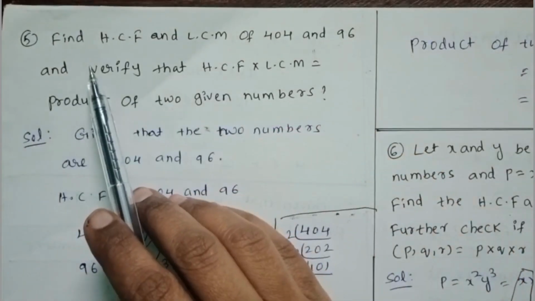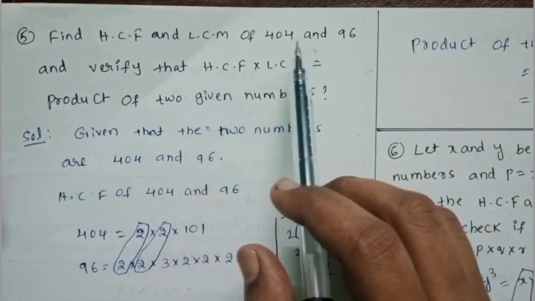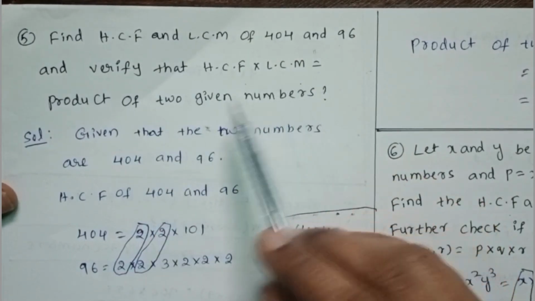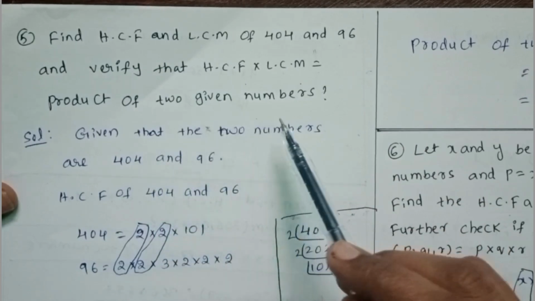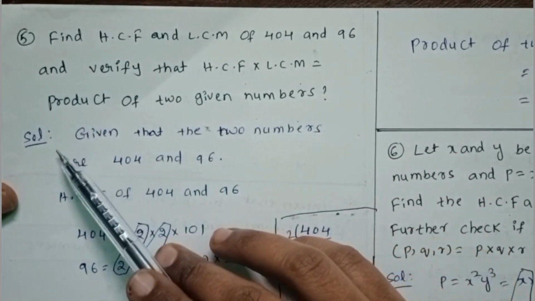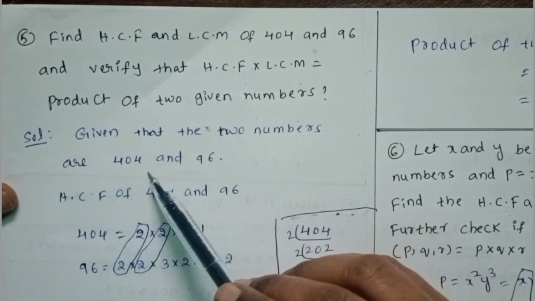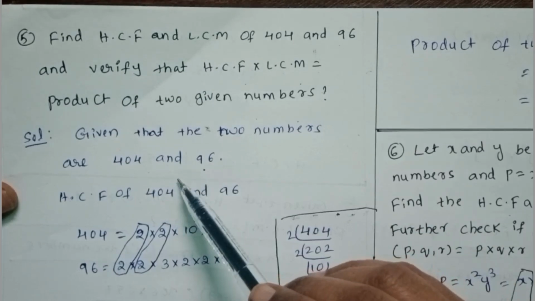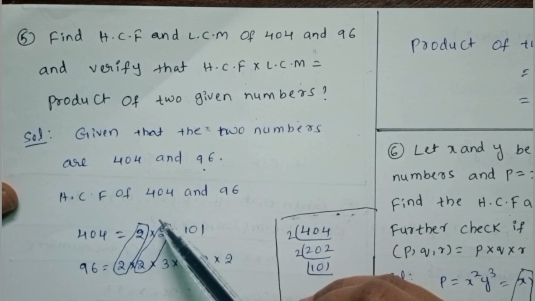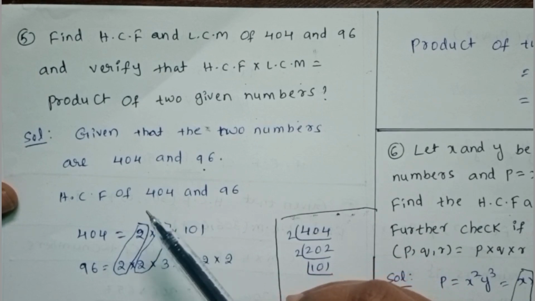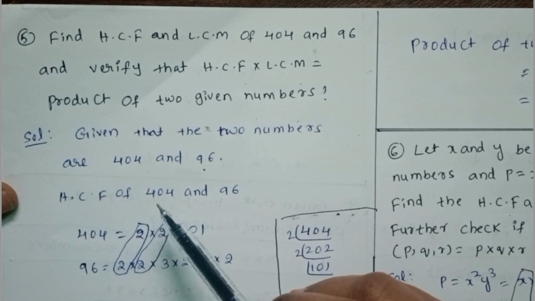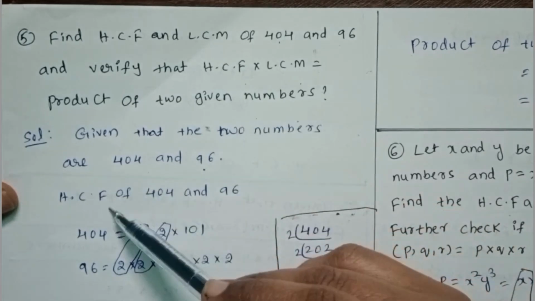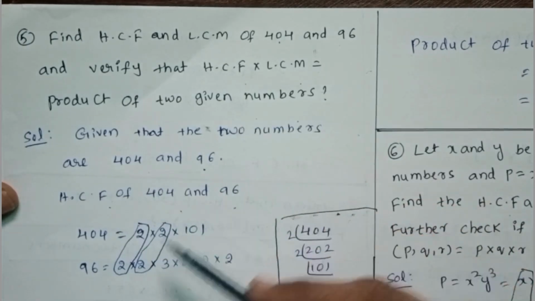Next question: find the HCF and LCM of 404 and 96 and verify that LCM into HCF is equal to the product of the two given numbers. Here is the solution. The given two numbers are 404 and 96. For this question, we need to find the HCF and LCM separately, and the product of HCF and LCM should be the same as the product 404 into 96. See here, HCF of 404 and 96.